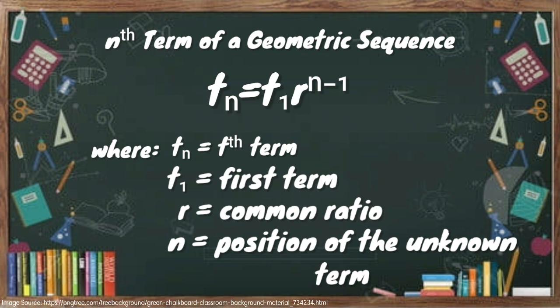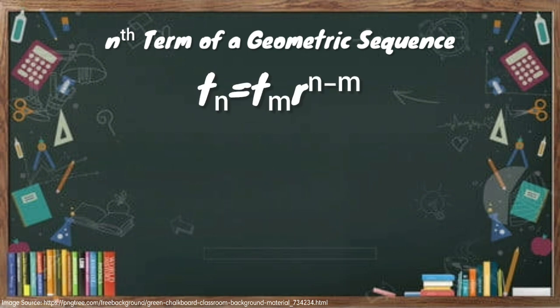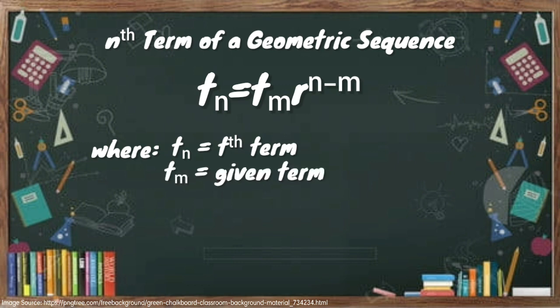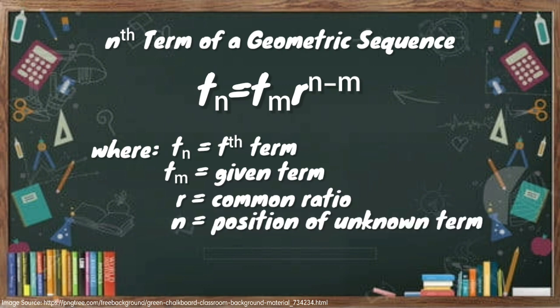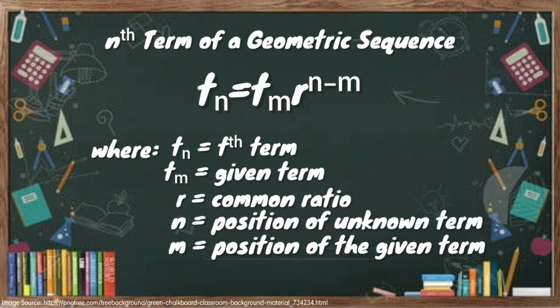If the first term of the geometric sequence is not given, the nth term is determined by the formula t sub n is equal to t sub m times r raised to n minus m, where t sub n is the nth term, t sub m is the given term, r is the common ratio, n is the position of the unknown term, and m is the position of the given term.